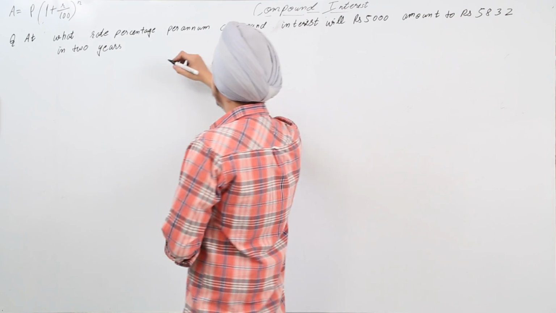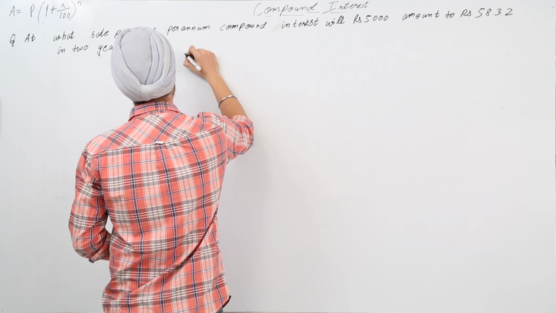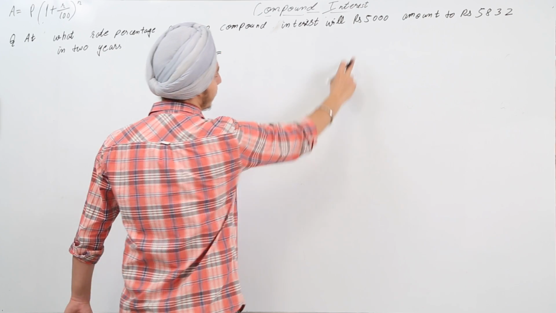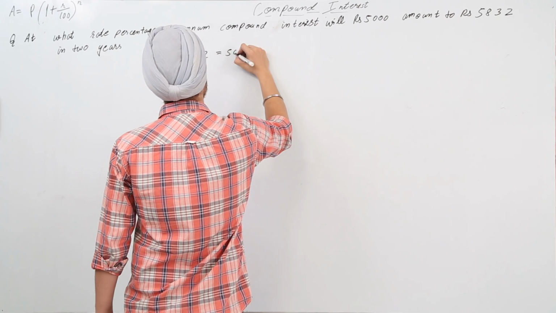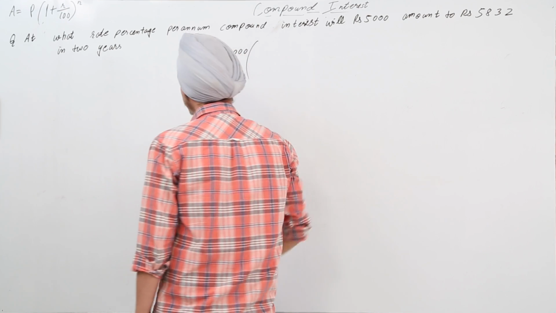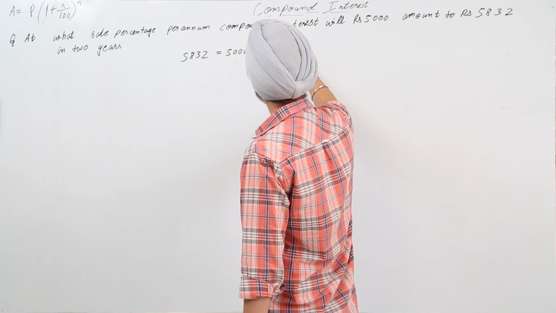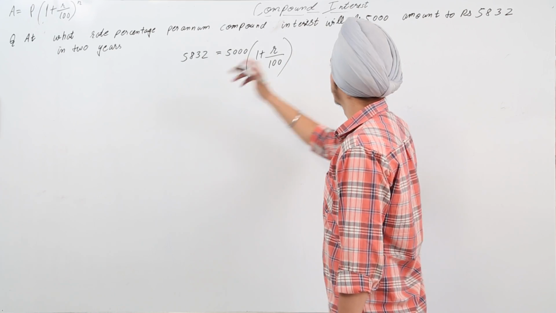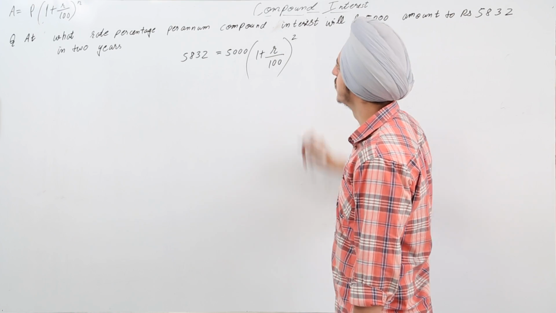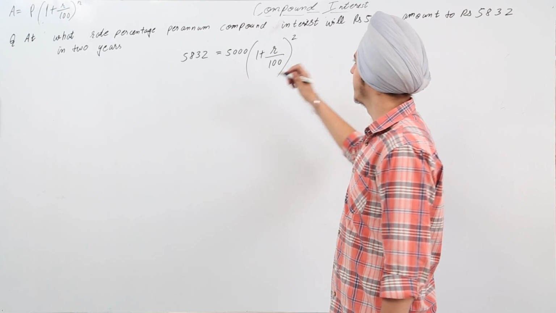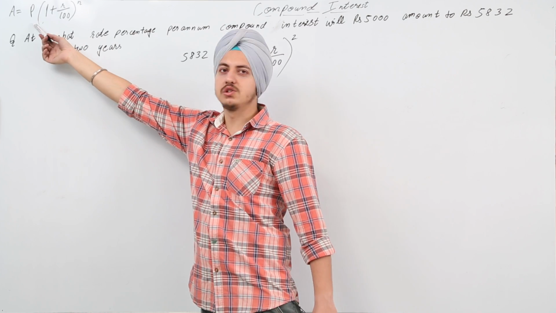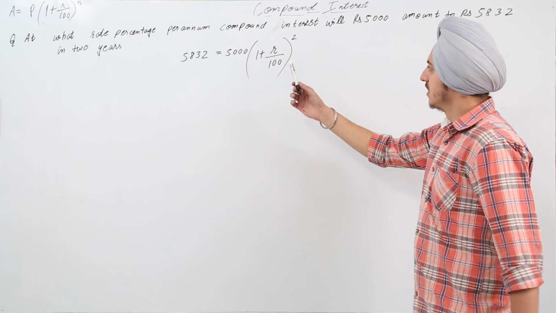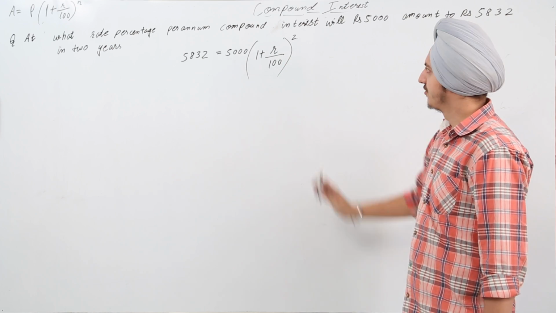So we have the amount, that is equal to rupees 5832, equal to, we have the principal, that is 5,000 into 1 plus, we have to calculate the rate of interest, and we also have the n, that is equal to 2. So I've put everything in the formula A equal to P into 1 plus R by 100 raised to power 2. So we have to calculate the rate of interest.